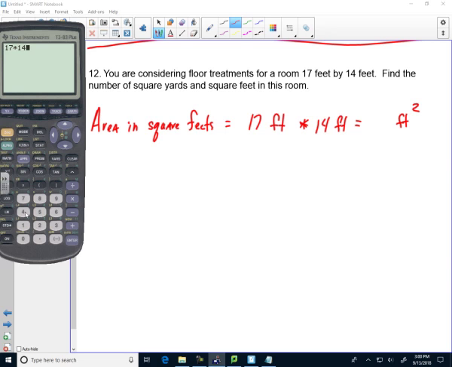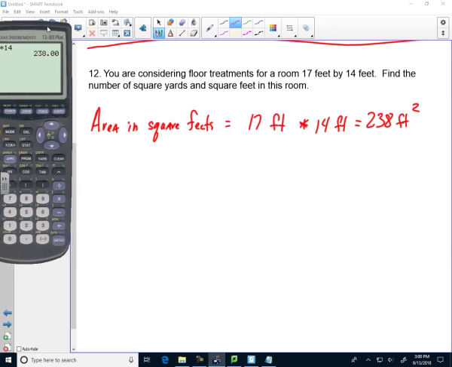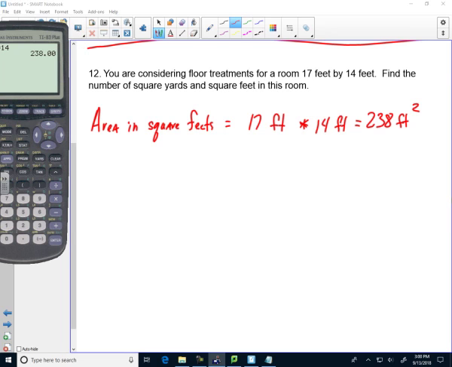17 times 14. What'd y'all get? 238 square feet. Now, somehow or other we got to get to square yards. Now we could convert 17 feet and 14 feet to yards and then multiply that. That doesn't seem terribly handy. I mean, it's doable. I can show you how to do it. Why don't we try this?